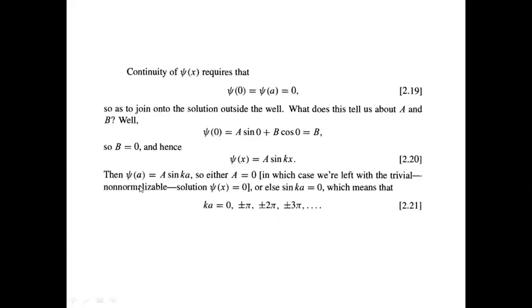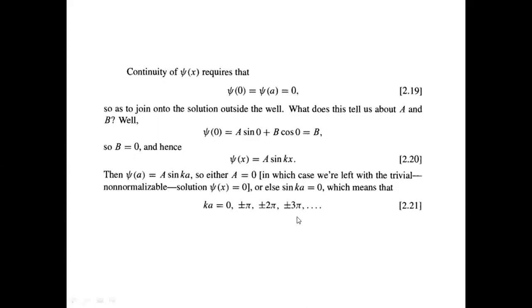To find the value of k, we substitute a in place of x, and set that equal to 0. We have to find the argument ka such that sine ka goes to 0. So what values of k will make this sine term go to 0? The values are given here: 0, plus or minus pi, plus or minus 2 pi. Sine will go to 0 at pi, 2 pi, 3 pi, like that. That's why we set k equal to these values.